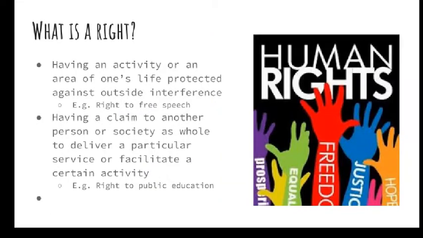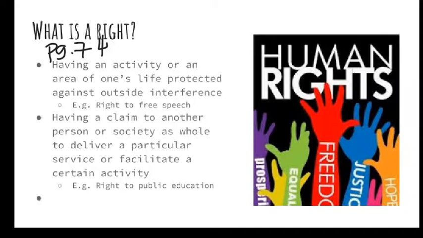So what is a right? Your textbook discusses different ideas to start off with. On page 74, they come up with the idea that rights have 2 major elements. The first one is having an activity or area of one's life protected against outside interference. So for example, we have the right to free speech. Perhaps you have the right to spend your money the way you want, or maybe you have a right to an abortion and the government can't interfere with that right.